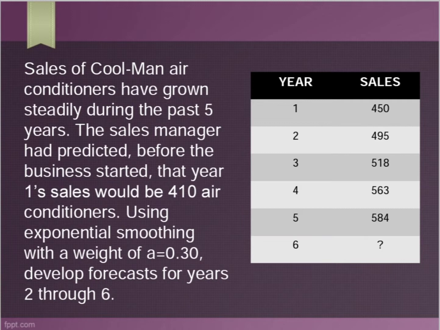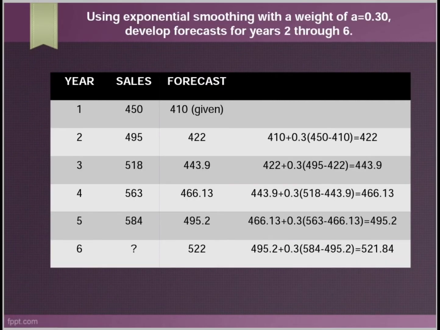So, here is the table on the left side stating the sales during the 5 years of operations. Year one's sale is 450, 495 on the second year, and so on and so forth. Let's proceed to the solution. Using exponential smoothing with a weight of alpha 0.3, develop forecast for years 2 through 6. The first year's sales forecast is given in the problem, which is 410. So we will be computing the second year forecast up to the sixth year forecast.